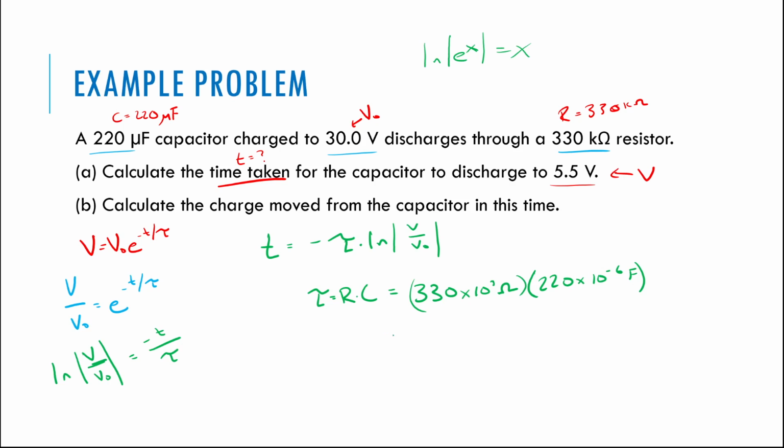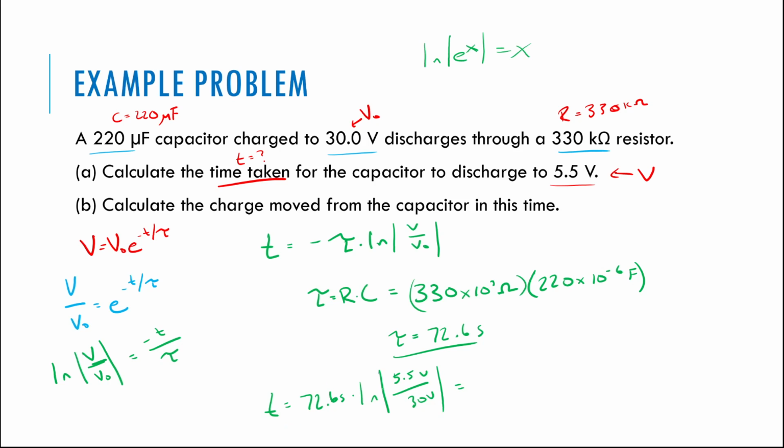Punched it in my calculator, use the E button. I get the time constant. It's 72.6 ohm farads, aka seconds. There's my time constant. I got all the numbers I need now. Let's just punch them in. So t is going to be equal to 72.6 seconds times the natural log of, what we got? V is 5.5 volts divided by 30 volts.